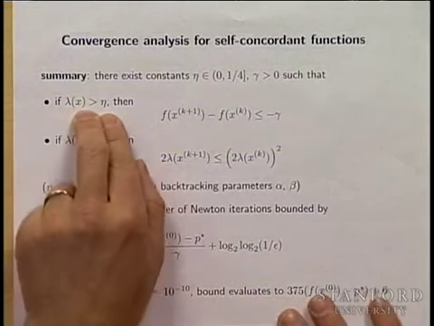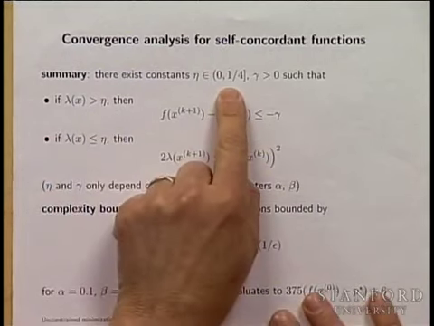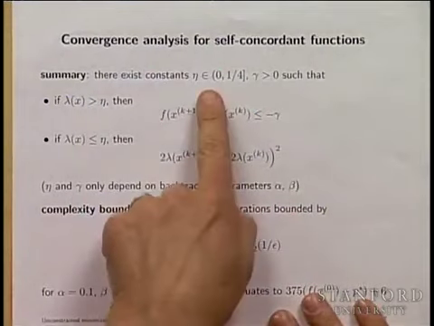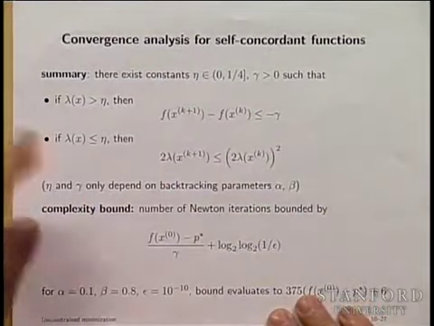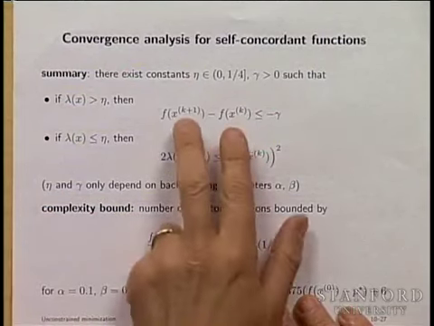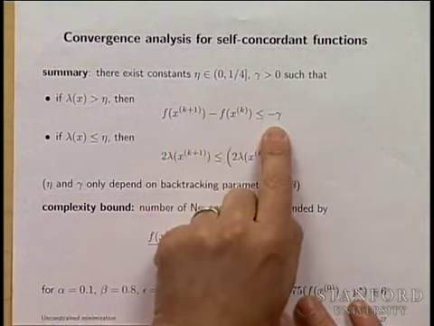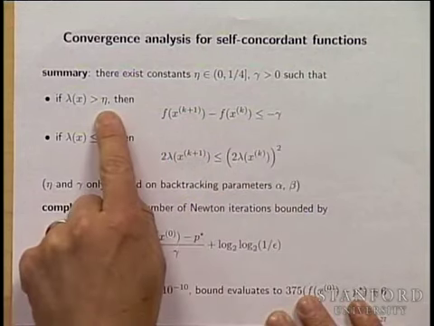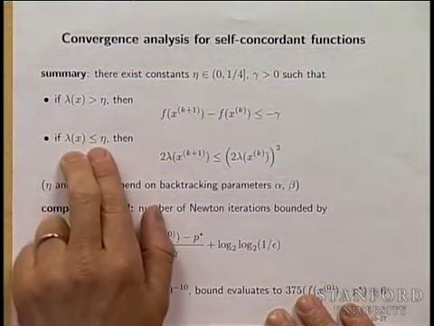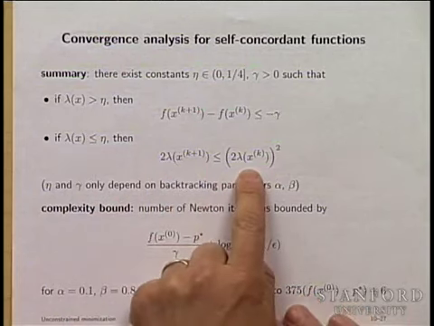Everything depends on lambda. That's our old friend, the Newton decrement. If it's bigger than a number eta, and you can get very deeply into this if you want to optimize the analysis, the eta would be 0.09 something. It says that the function value decreases by at least a number gamma if the Newton decrement is bigger than eta. And then once it's less than eta, twice the Newton decrement is less than twice the Newton decrement squared.